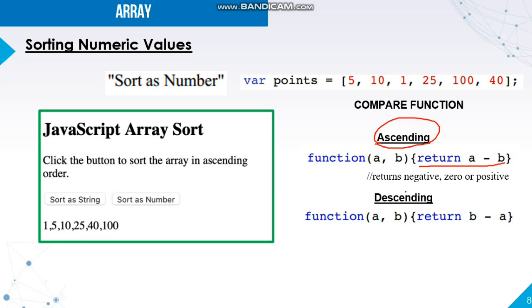Okay, now if you want to have a descending order, you just need to return b - a to get the descending order. Again, function(a, b), return a - b for ascending. Descending is function(a, b), return b - a. You just need to follow this syntax in order for you to sort numbers, okay?